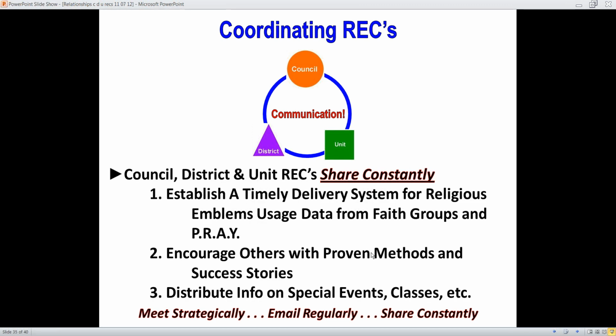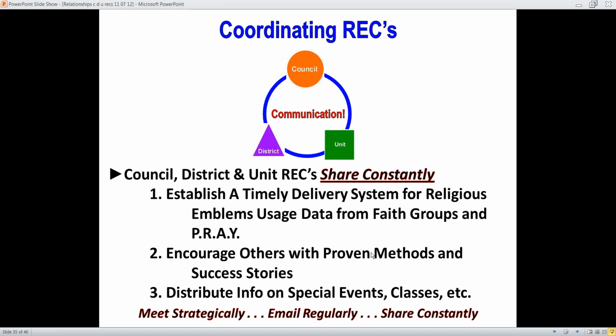Council, district, and unit RECs sharing constantly. That's the third part. Establish a timely delivery system for the religious emblems usage data. Share it whenever you get it. Encourage others who are using proven methods and stories. Share that constantly as the opportunity arises. And then distribute information on special events and classes.